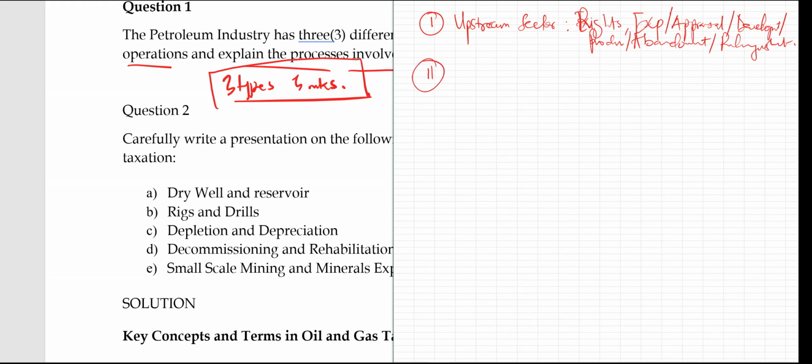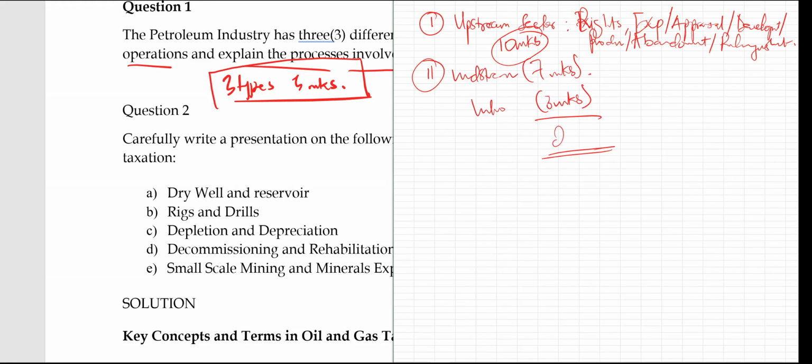Then once you actually do all these things, in the exam, once you say them, you must explain all of them. Do you get the whole idea? Because the upstream sector alone has 10 marks. Then the midstream and downstream have 7 marks. Then the intro has 3 marks. If you add it up, is it not 20? Yes, so this is how this question is marked.